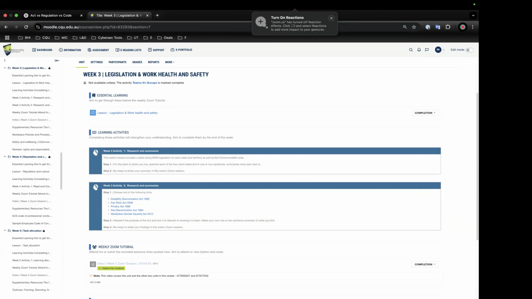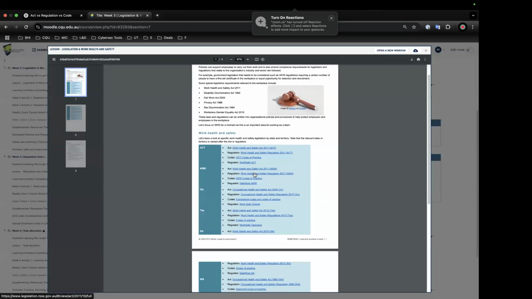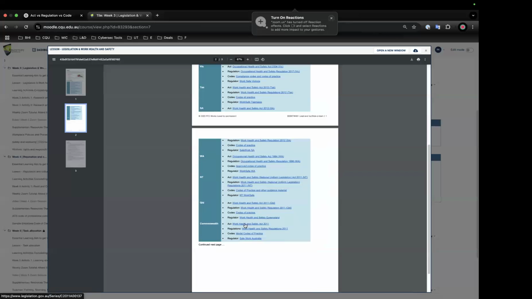I think the first task required you to have a look at the work health and safety legislation for your state and territory. Hopefully, most of you have had a chance to go through the legislation. Probably this one will be the most applicable for you. Is everyone based in Queensland, or are some of you based in other states as well? Queensland, okay, great. Then we can just discuss the Queensland one.